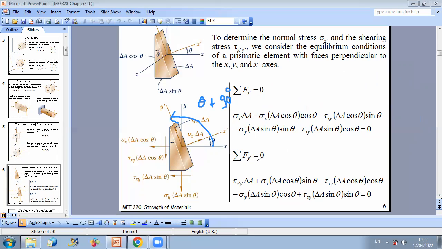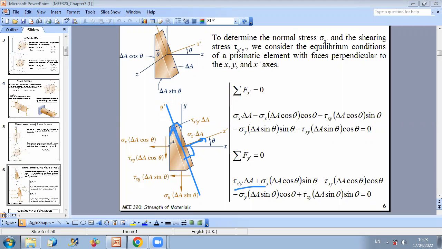Now, if we move to the sum of forces along y prime equal to 0, same idea, we do projections. All we have to do is consider this direction, y prime. We project all forces along y prime, and because of the equilibrium condition, the sum of forces along y prime equals 0. First, this force is perpendicular to y prime, so no projection. You have the force along the plane, which is plus tau x prime y prime delta A. This is the first term of your equation.